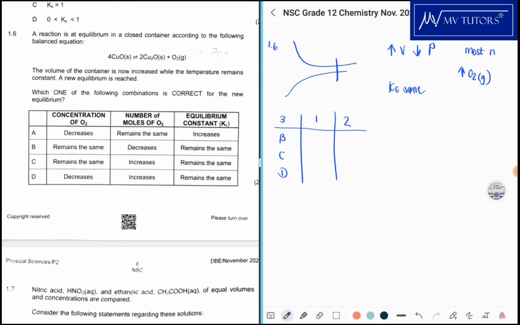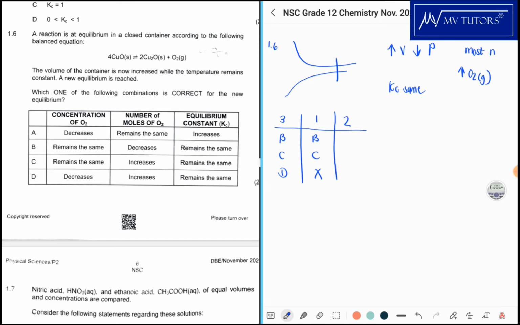So column 1, what do we have? We have B and C. Okay, so D is out. We're left with B and C. Now looking at column 2, anyway, if you take equilibrium constant as column 3, concentration of oxygen as column 1, then number of moles of oxygen is column 2. The A, B, C, D column we'll just ignore.